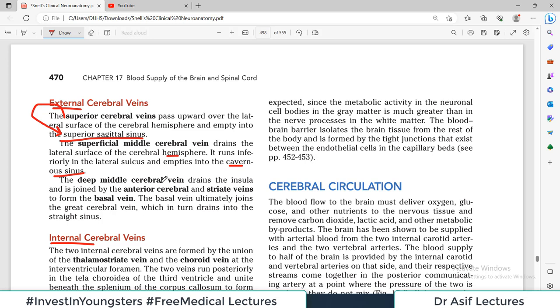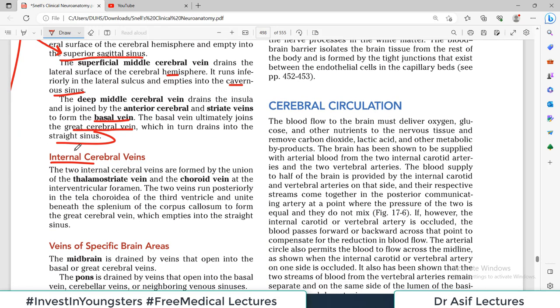Then there is the deep middle cerebral vein which drains the insula and is joined by the anterior cerebral and the striate vein to form the basal vein. The basal vein ultimately joins the great cerebral vein which in turn drains into the straight sinus. The venous drainage of the brain is something we have already discussed in a separate video, in which we covered all the sinuses of the brain.